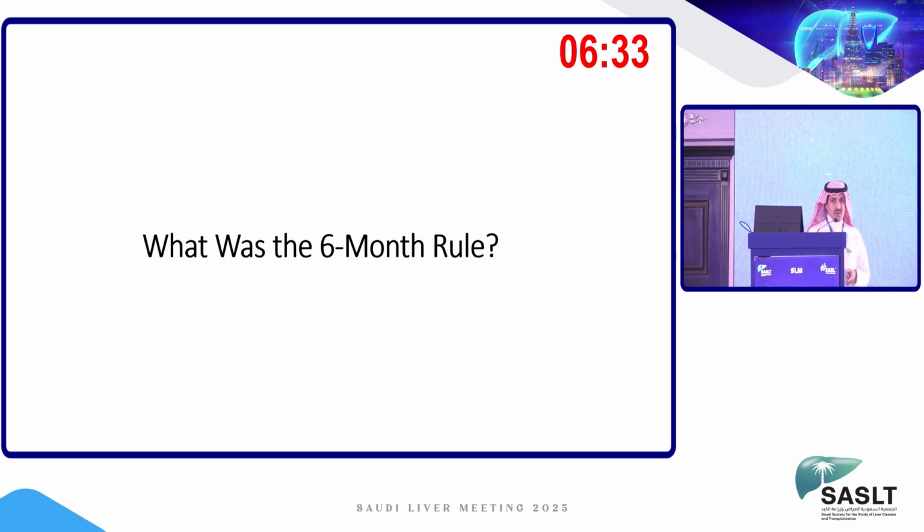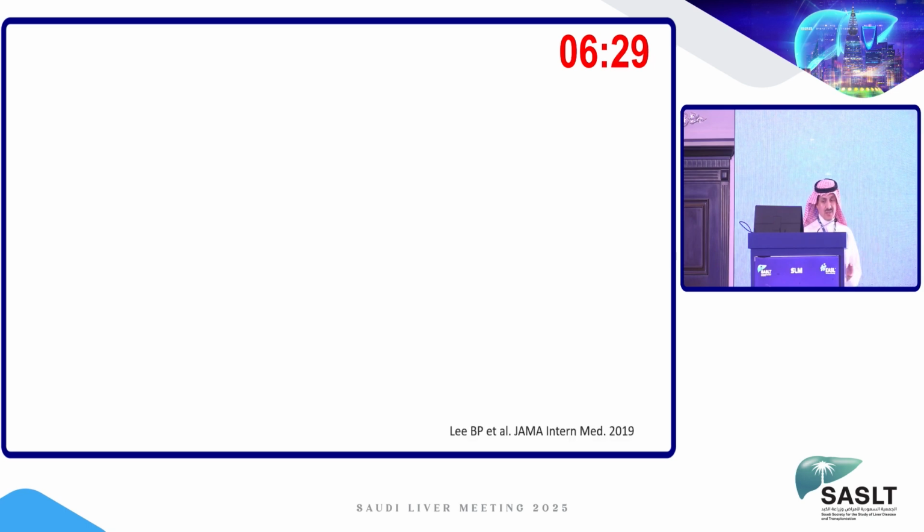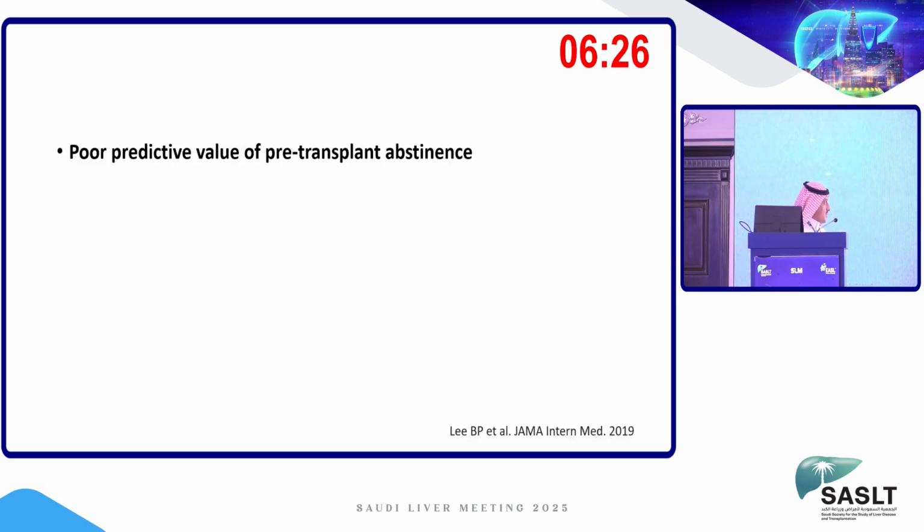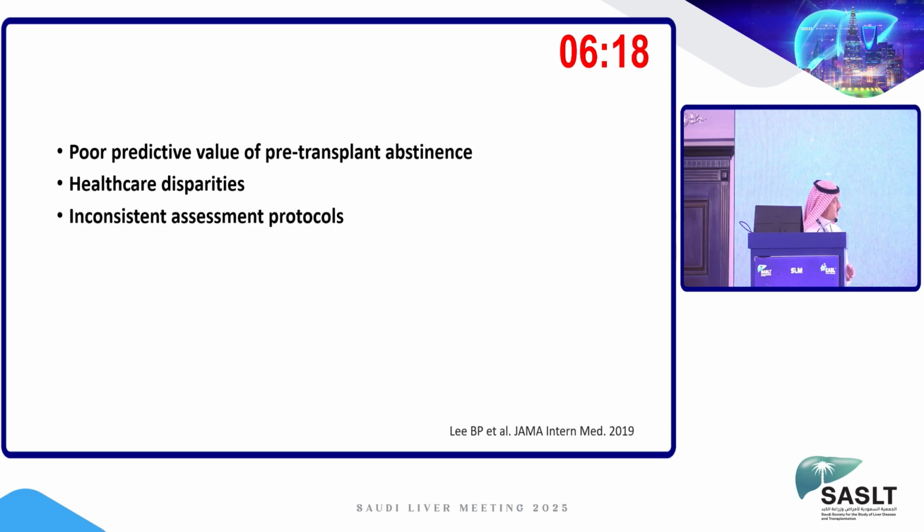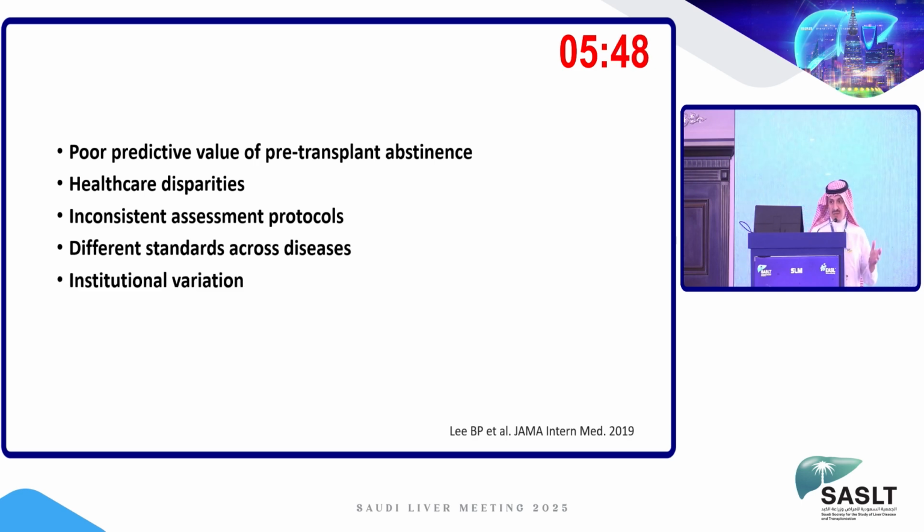So what was the 6-month rule? We always used to have a 6-month rule for our patients to be considered for transplantation, but unfortunately, studies have shown that the 6-month rule has poor predictive value for pre-transplant abstinence. It led to a lot of healthcare disparities, and there was huge variation, with inconsistent assessment protocols and different standards across liver diseases. So someone with alcohol-related disease is managed differently from one with autoimmune hepatitis or hepatitis B. They used to call patients to go and get a random alcohol test. If he doesn't have someone to take him to the hospital that day, that sample will be considered positive, and he has to go back and count another 6 months. And unfortunately, a lot of patients died while they were waiting to complete the 6-month rule. There were a lot of institutional variations in North America, Europe, and even in our region.